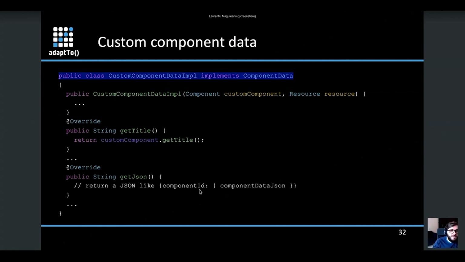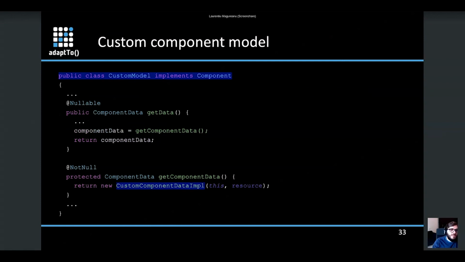Now, once you define this custom component data implementation, you can just use it in your custom model. If your custom model also implements the component interface, that makes things a lot easier, because all you have to do is leverage those two methods that I mentioned earlier, the get data and the get component data. And the second one should just return your custom model implementation, an instance of this, and you're pretty much ready to go.